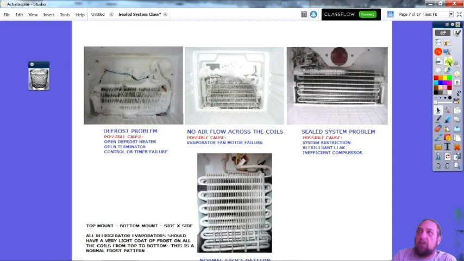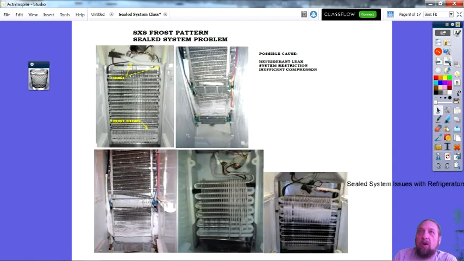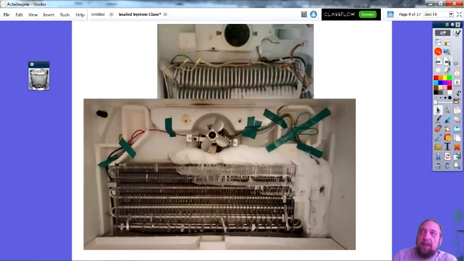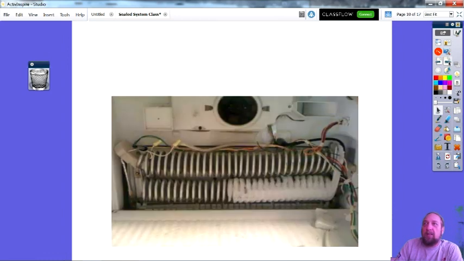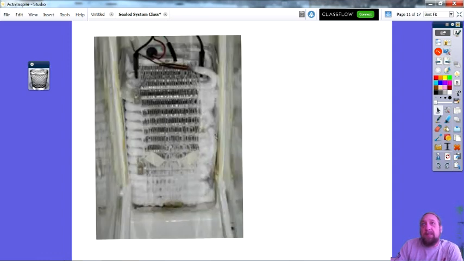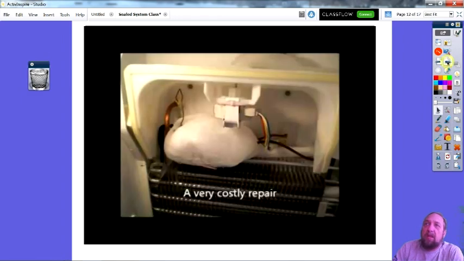There's going to be two main types of ice. All of these that you're seeing here are what we call frost. Basically, frost looks like snow. It looks like white, flaky snow where this has accumulated over a period of time. And this is usually an indication of a sealed system problem or a defrosting problem. But we have other types of ice.